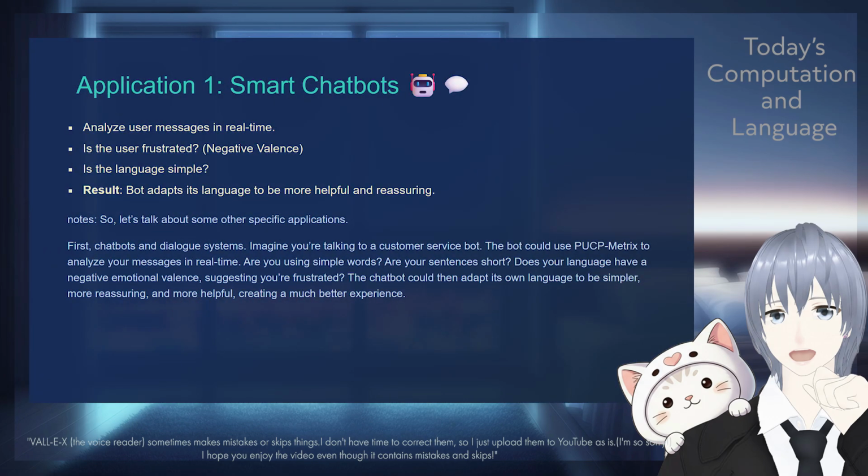So, let's talk about some other specific applications. First, chatbots and dialogue systems. Imagine you're talking to a customer service bot. The bot could use PUCP-Metrix to analyze your messages in real time. Are you using simple words? Are your sentences short? Does your language have a negative emotional valence, suggesting you're frustrated? And the bot could then adapt its own language to be simpler, more reassuring, and more helpful, creating a much better experience.